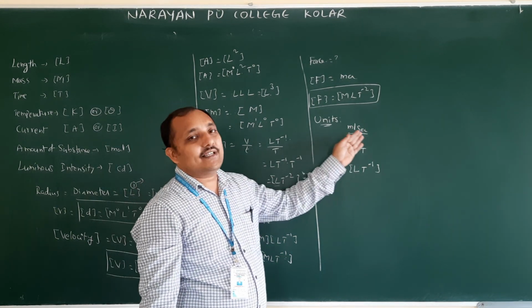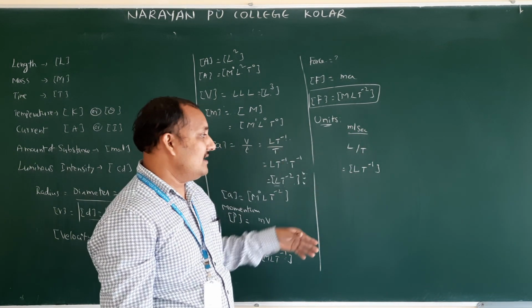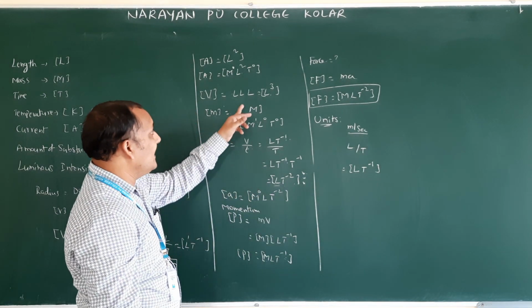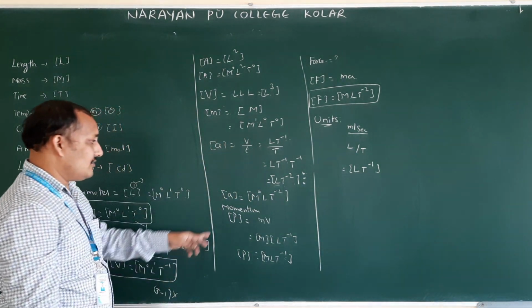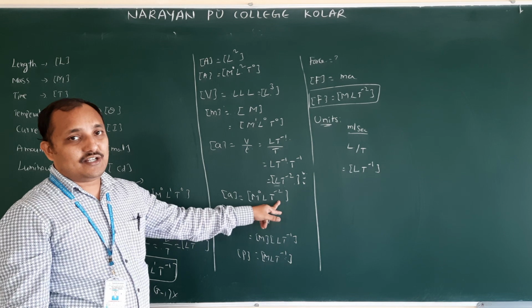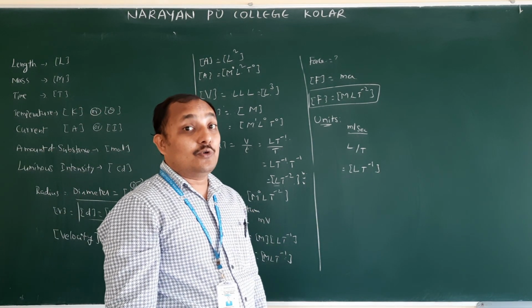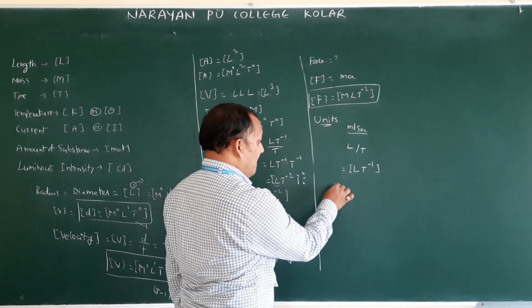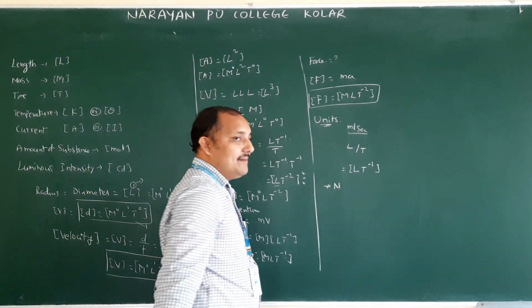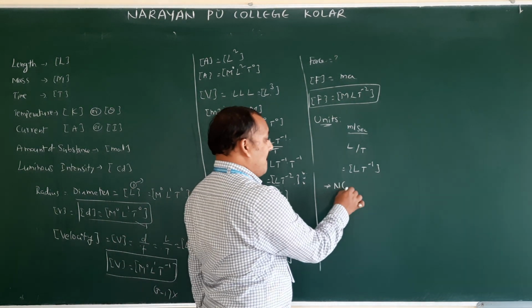Like that, meter per second square is the unit for acceleration. You will get L t power minus 2. Now they will ask, write the dimension formula for Newton.